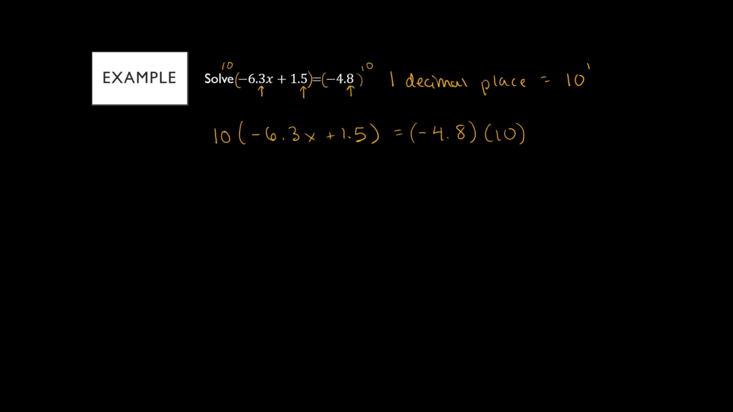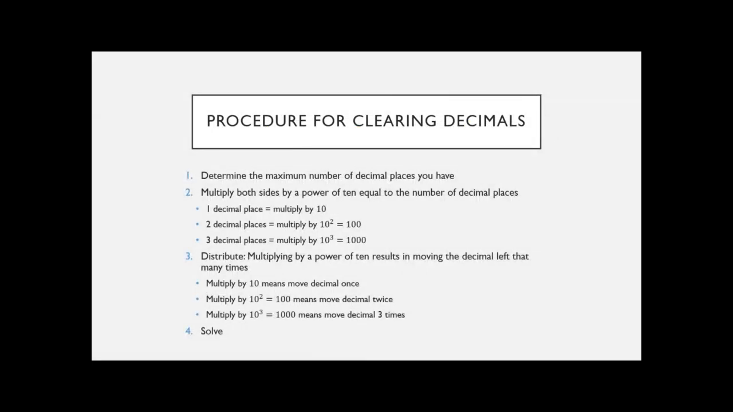And then we distribute. I need to multiply the 10 through the parentheses, so I need to have 10 times negative 6.3. And when you multiply by 10, oops, I realized that I had a typo here. You're moving your decimal to the right, not the left. That's important, to move it in the correct direction.